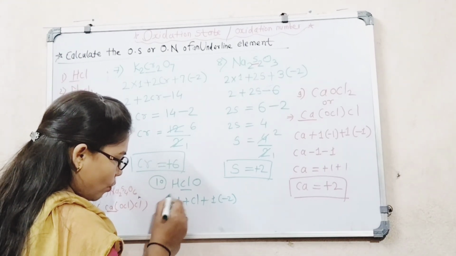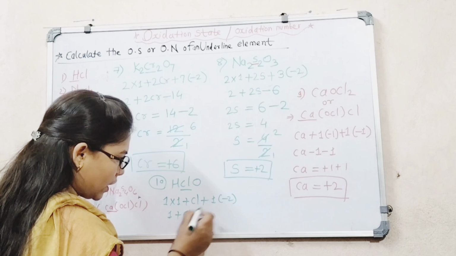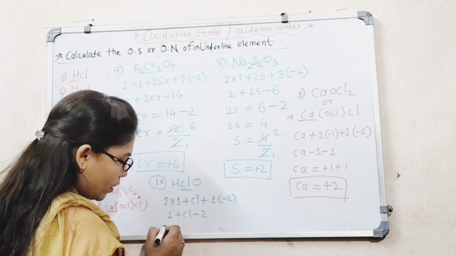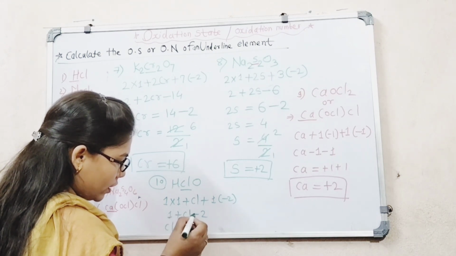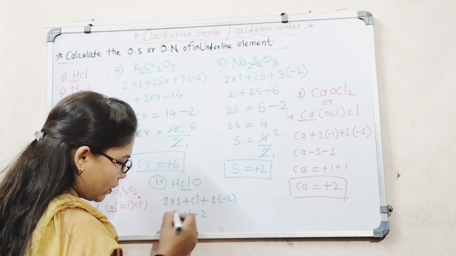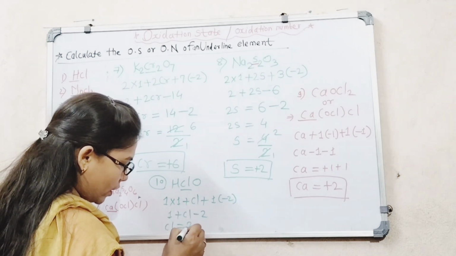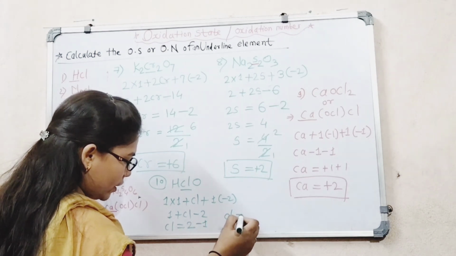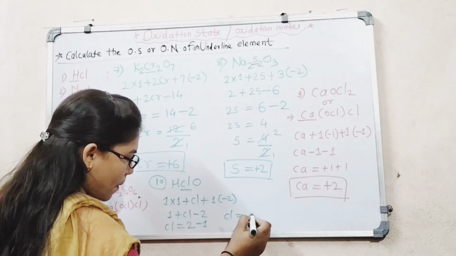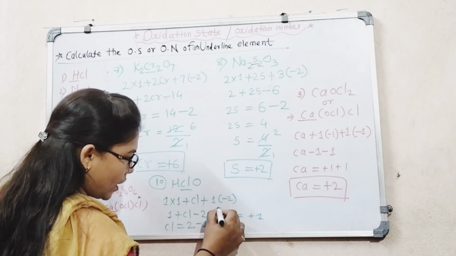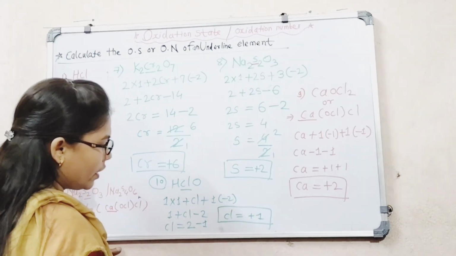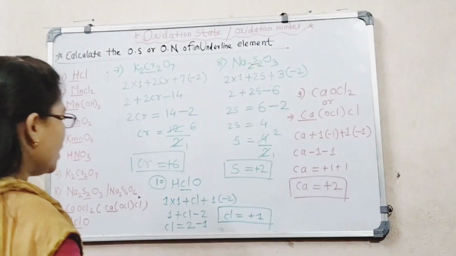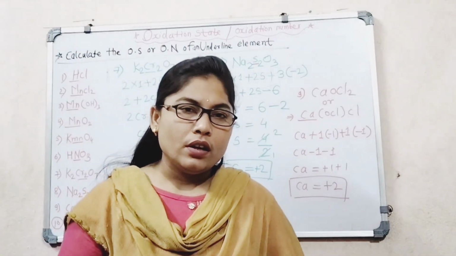Then solve: 1 into 1, 1 plus Cl plus minus 1 into 2, 2. Then Cl is equal to, this minus 2 becomes plus 2 and this plus 1 becomes minus 1 when they go beyond the equal sign. So that's why I write here plus 2 minus 1. Then Cl is equal to 2 minus 1, plus 1. So that's why the oxidation state of Cl in HClO is plus 1. Guys, these are the different examples that we see.